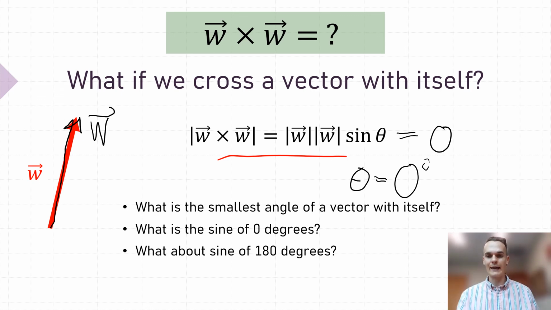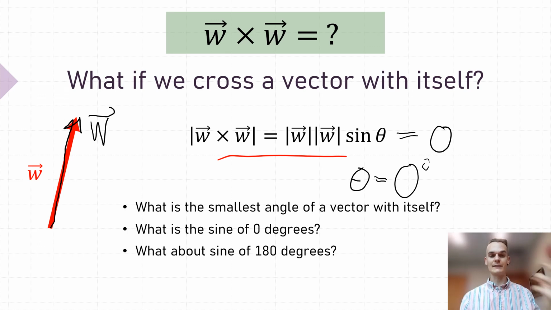So what do we say when something like this happens? Because the magnitude of the cross product is 0, and a vector is defined by its magnitude and direction, we say that this cross product doesn't exist. It doesn't have a magnitude. A vector has magnitude and direction. The cross product of a vector with itself does not exist. It is equal to 0.